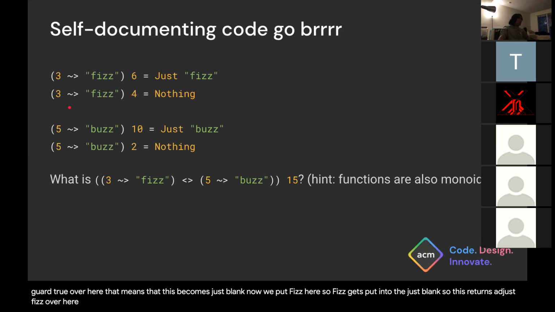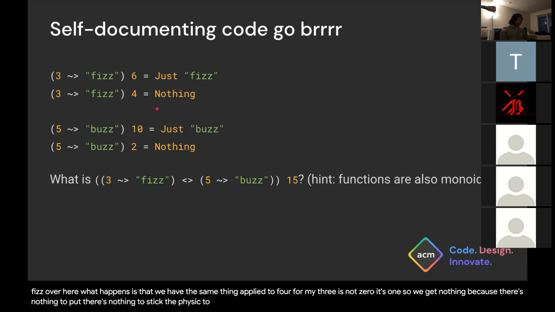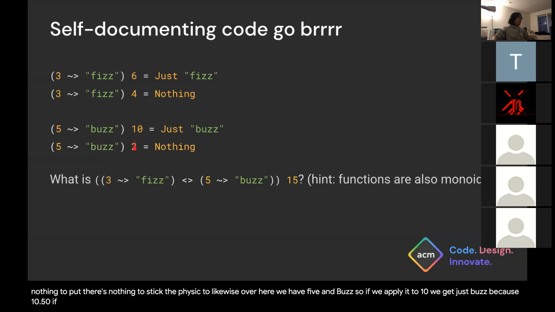Over here, we have the same thing applied to 4. 4 mod 3 is not 0, it's 1. So we get nothing because there's nothing to stick the fizz into. Likewise, over here, we have 5 and buzz. If we apply it to 10, we get just buzz because 10 mod 5 is 0. If we apply it to 2, we get nothing because 2 mod 5 is not 0.